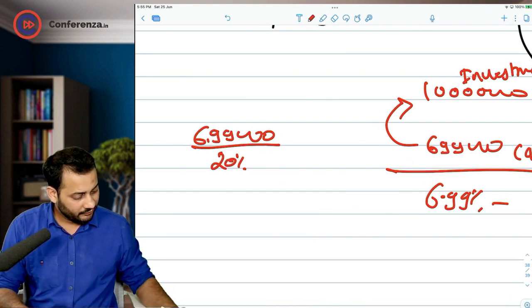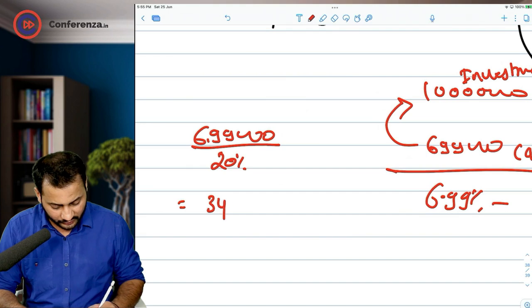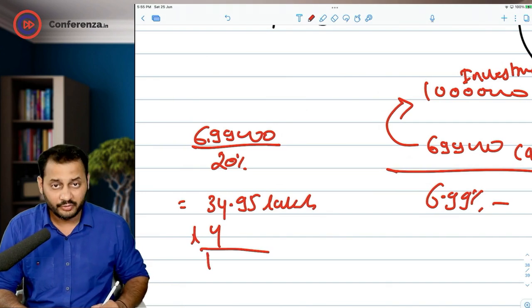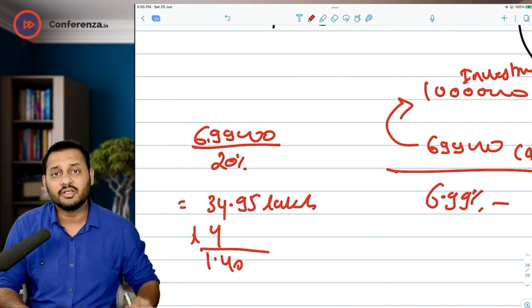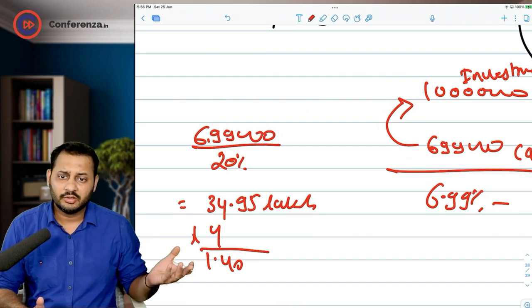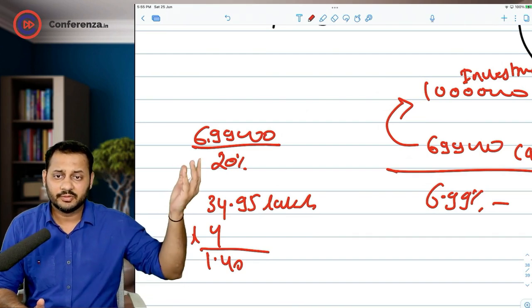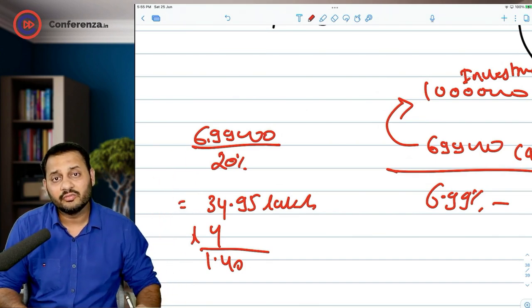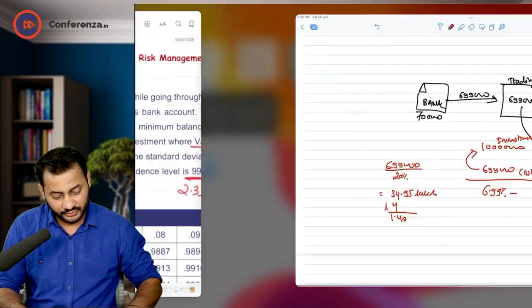It means every day you can create a position of 34.95 lakhs. And in 4 days you will be able to create a position of 1.4 crore. That was just 1 crore, my friend. So is it possible? Yes. The maximum that you can create with 20% marginal requirement is 1.40 crore. And we were just talking about 1 crore only. So this is how you should answer.